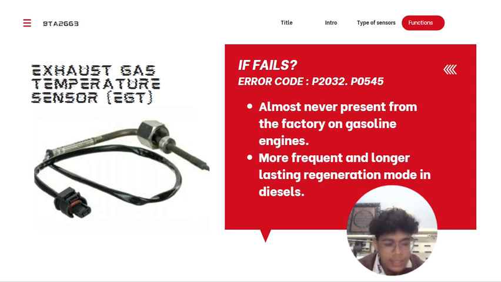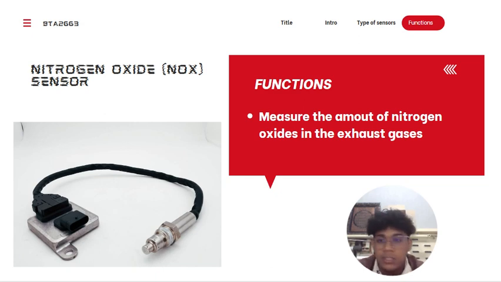When it comes to diesel vehicles, any EGT failure is going to cause the vehicle to go into regeneration mode very often, and regeneration mode is going to last longer than usual, and you may also get poor mileage and poor performance. Next is the nitrogen oxide sensor, or we call it the NOx sensor.